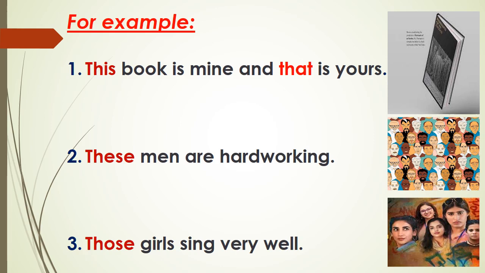This book is mine, meaning a book is here and it is singular and closer to me. That is yours, meaning the other book is a bit farther from me, and I am pointing towards the second person and saying that it is yours. These men are hardworking. I am talking about the men who are closer to me and are plural. And those girls sing well. That means I am talking about some girls who are farther from me. So these are the examples of demonstrative determiners.